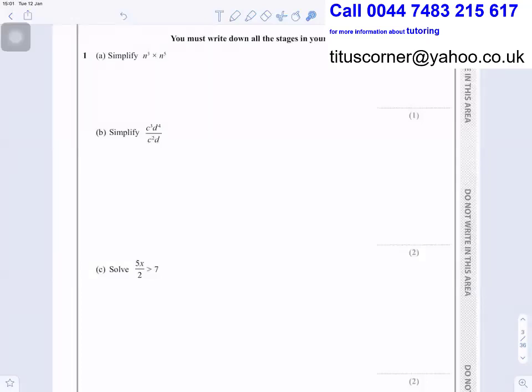Question number 1. Simplify n cubed times n to the power 5. 1b, simplify c cubed d to 4 over c squared d, and part c, solve 5x over 2 is greater than 7.